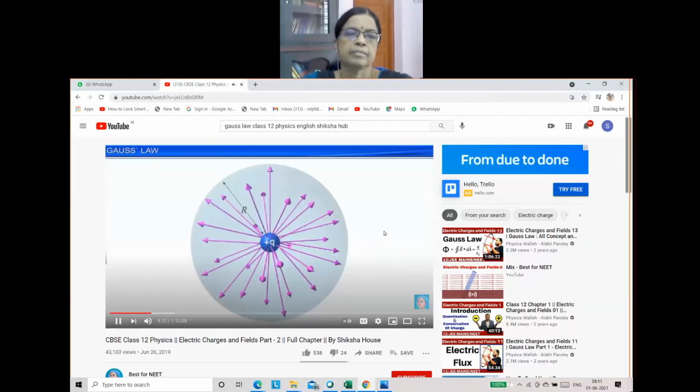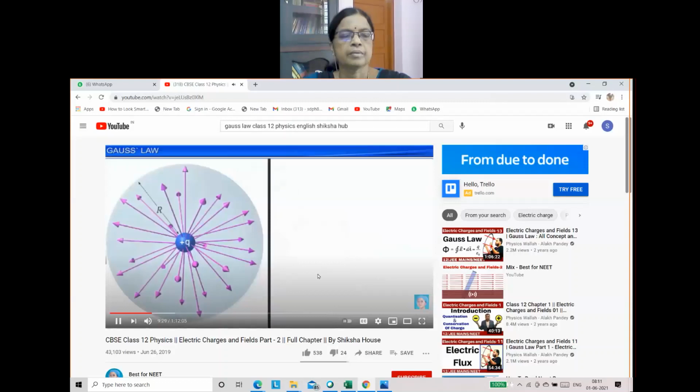The magnitude of the electric field E at a distance r from the point charge is equal to 1 by 4 pi epsilon naught q by r square. That equation we have studied. The electric field at a distance r from a point charge. What is the equation, children?